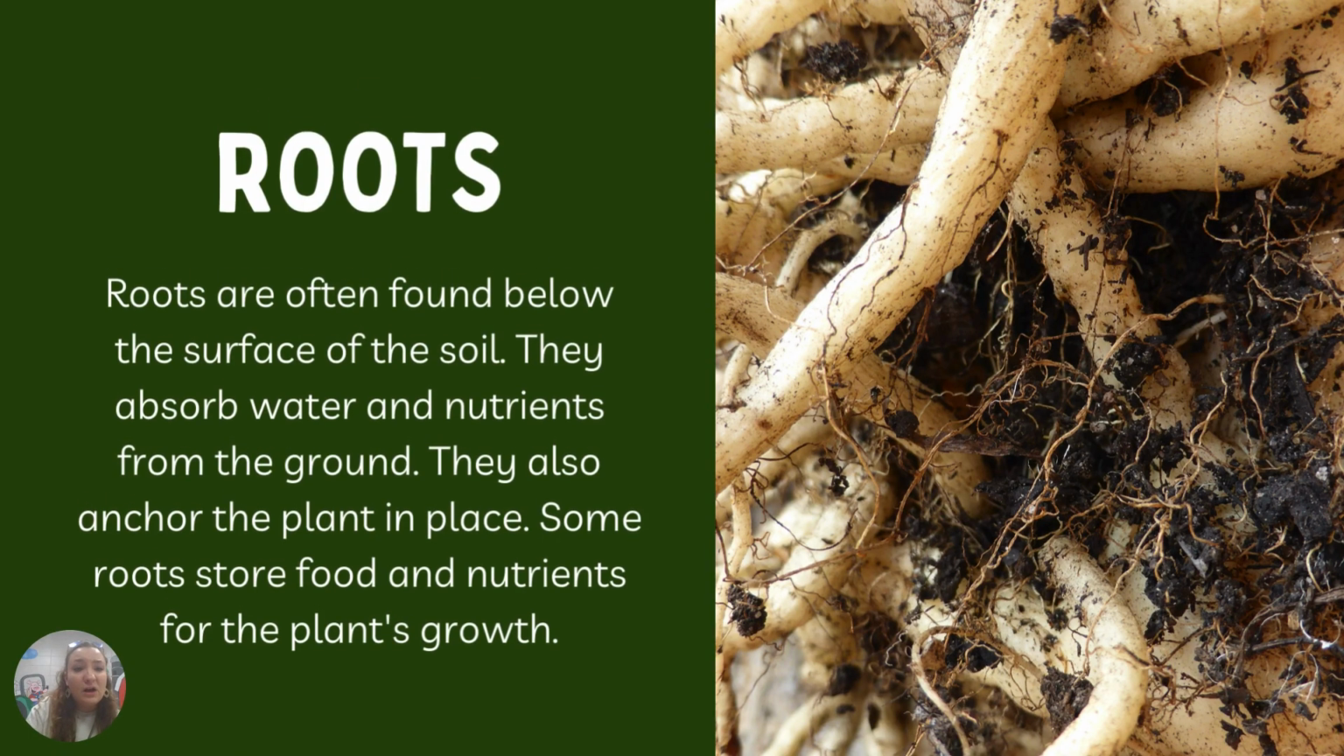Our roots are often found below the surface of the soil. They absorb water and nutrients from the ground. They anchor the plant in place, and some roots store food and nutrients for the plant's growth. Some roots that you might eat may be carrots, potatoes, onions, or radishes. All those foods grow underneath the soil.